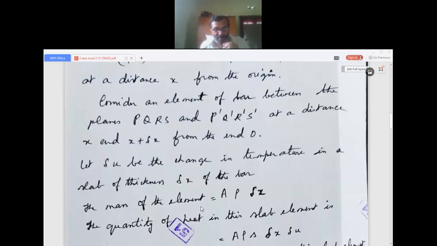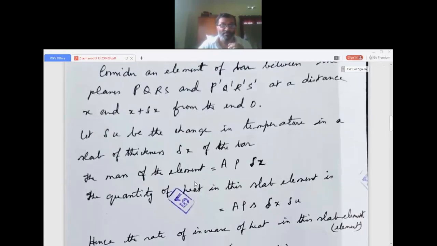So let delta U be the change in the temperature in a slab of thickness delta x of the bar. So delta U is the change of temperature. What is the thickness? Delta x of the bar.